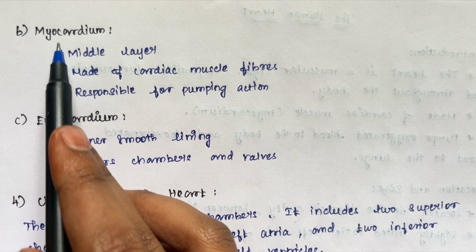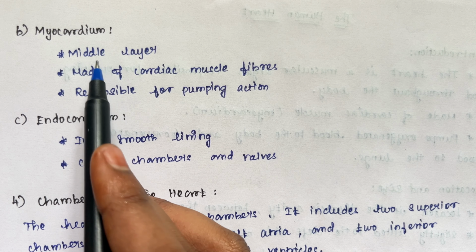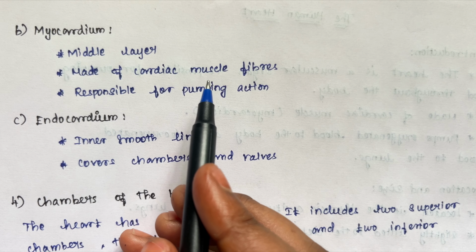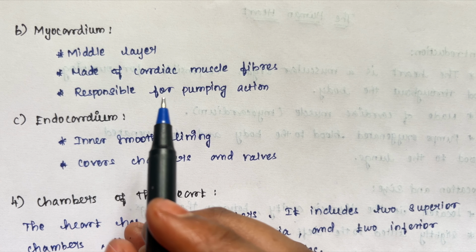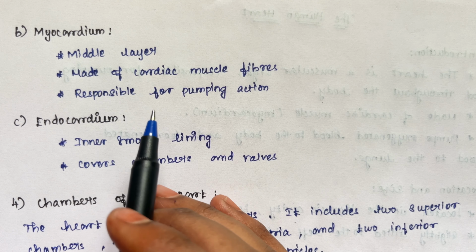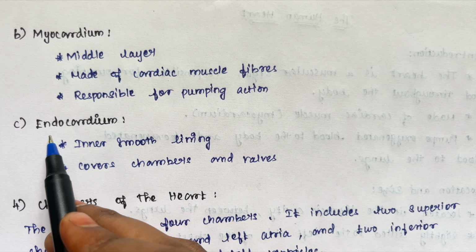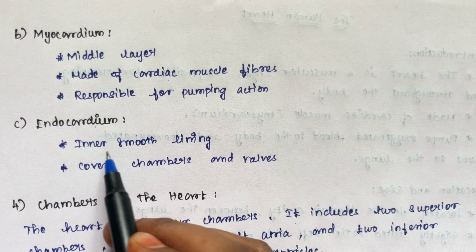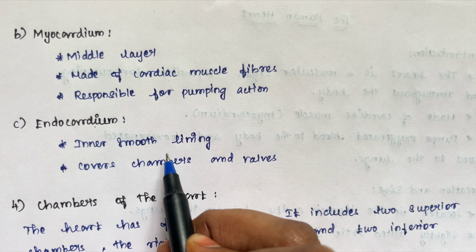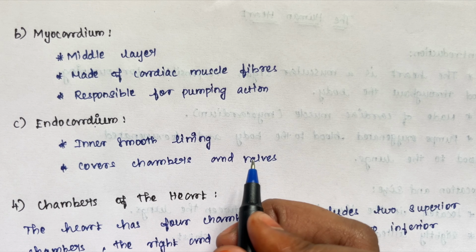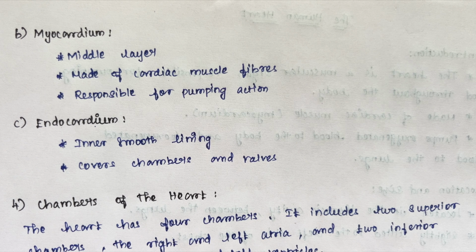The next layer after the pericardium is a myocardium, which is the middle layer. It is made up of cardiac muscle fibers and this is the layer that actually contracts and pumps the blood. So whenever you feel your heartbeat, that's your myocardium doing its job. The third layer, which is the innermost layer, is endocardium. It lines the chambers and the walls. It is a smooth surface, helps the blood flow without resistance.